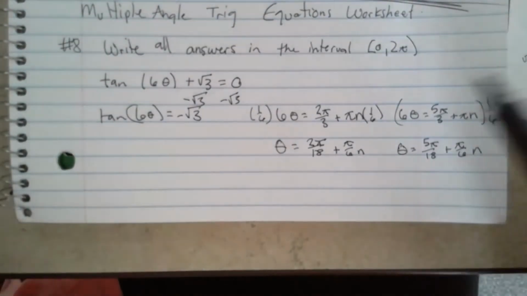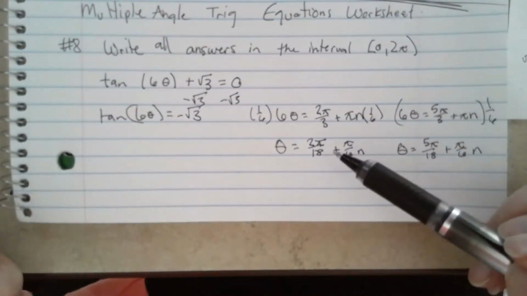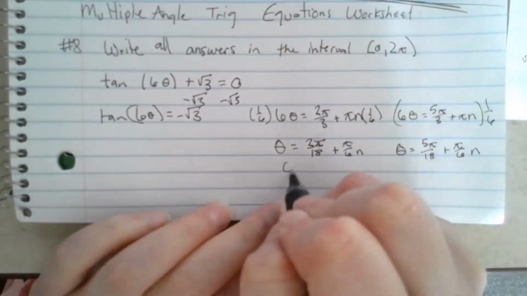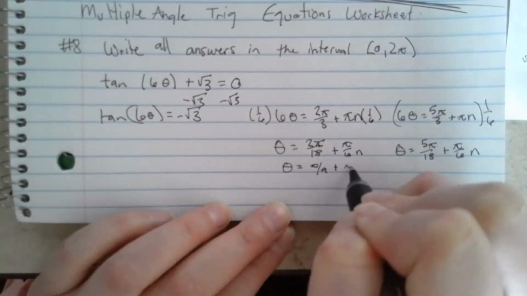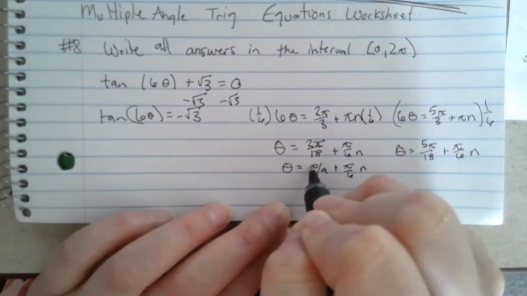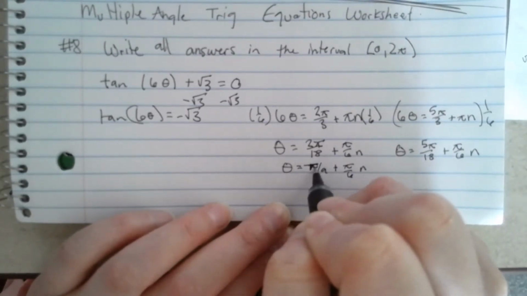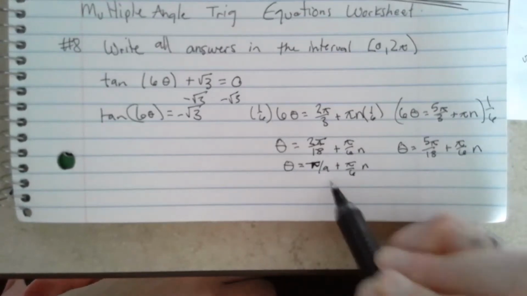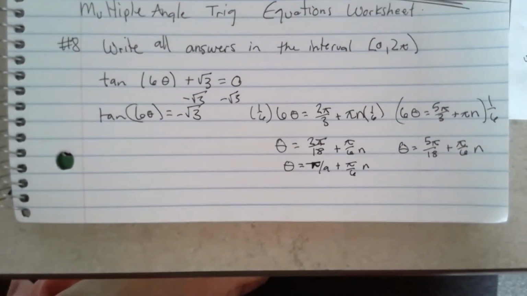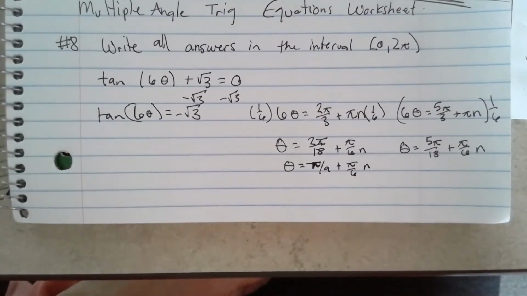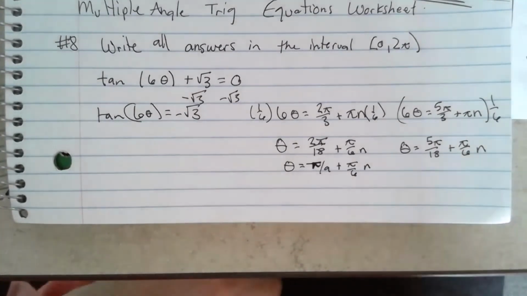So we're going to start with 2 pi 18ths, and we could actually simplify that. So theta equals pi ninths plus pi 6n. Okay, so same thing, we just simplified that, and it seems like this is blurry, so give me a second. There we go. That's better.